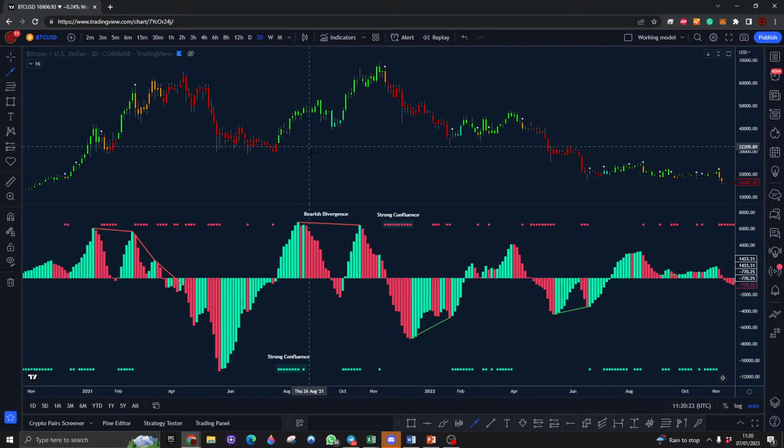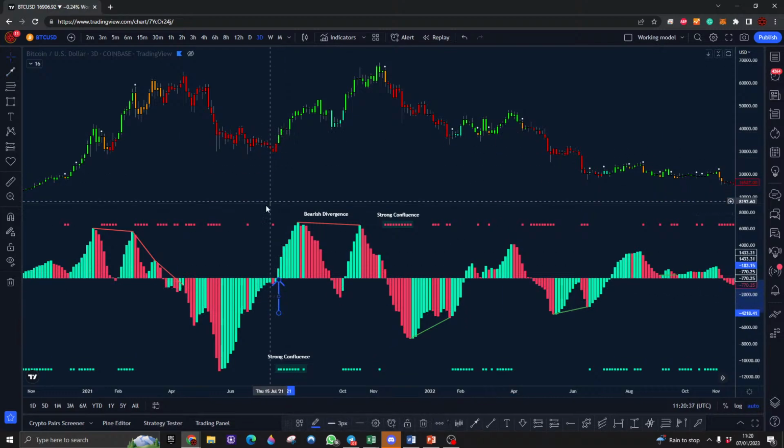So we're going to have a look at a few examples. So here back in July 21, we got a breakout. You can see this was indeed confirmed. Here as we crossed, we actually got a green candle on Predator as well.